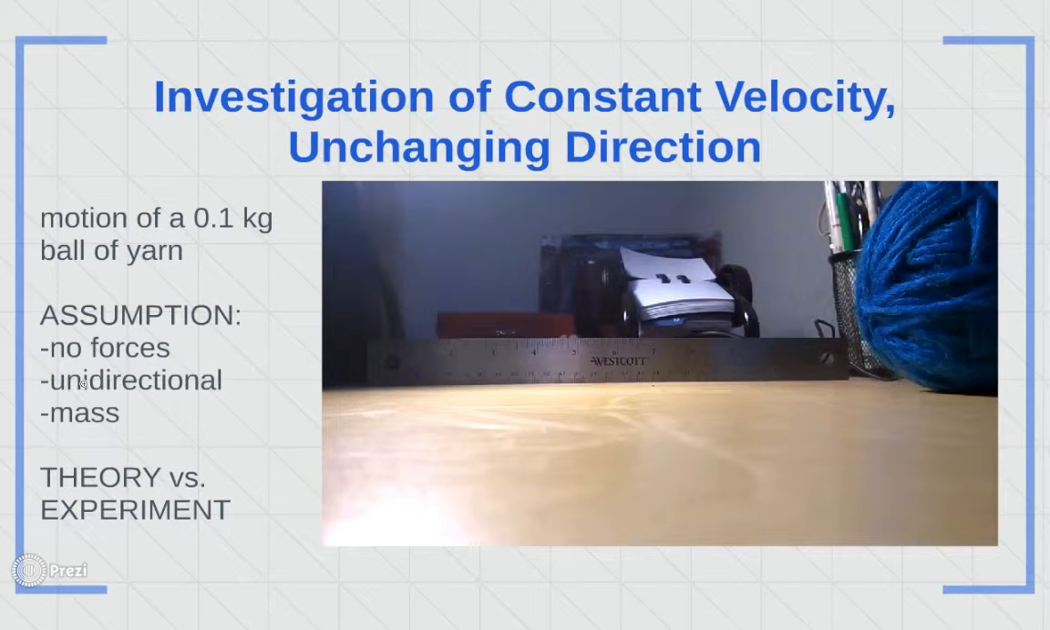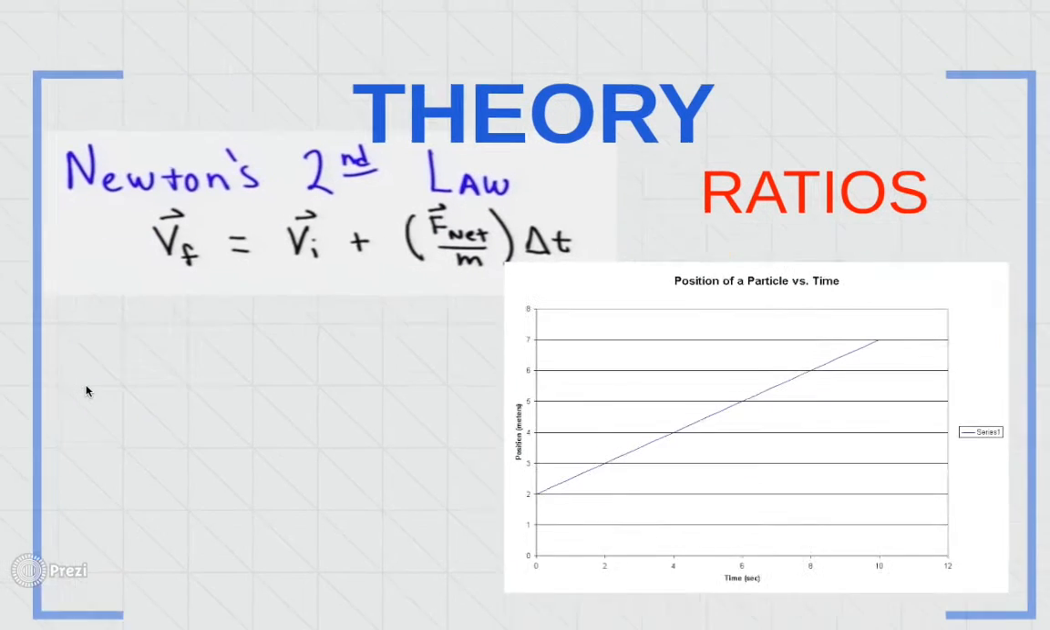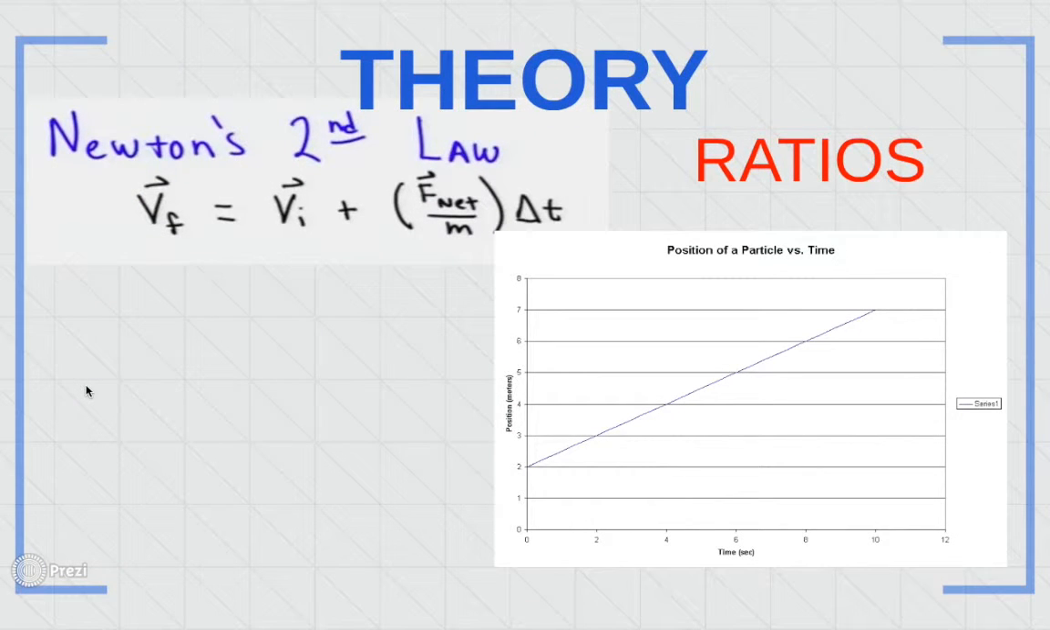So let's compare the theory with my experimental observations. Newton's second law states that the change of momentum of a system is equal to the net force acting on the system, multiplied by the duration of the interaction. The time interval, delta t, must be small enough that the net force is nearly consistent during this time interval. So really, it is all about the ratios. The ratio of the change of velocity, or Vf minus Vi, over the change of time, delta t, is equal to the net forces divided by the mass.